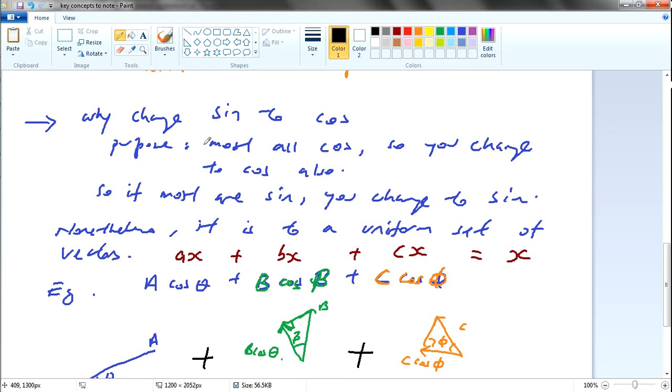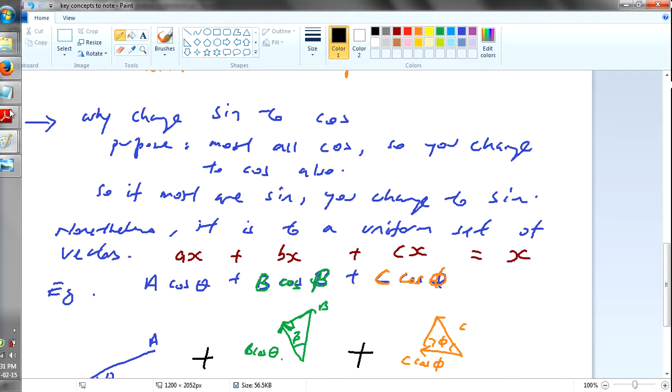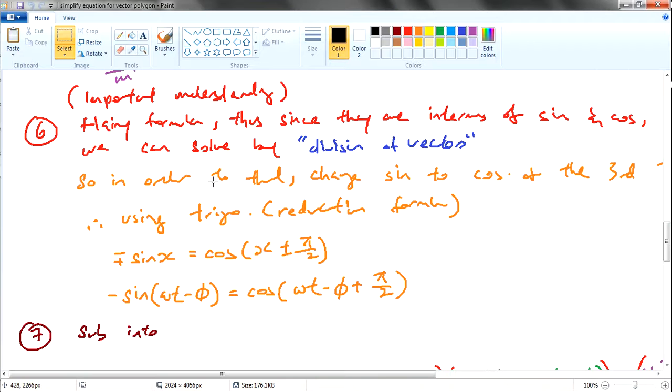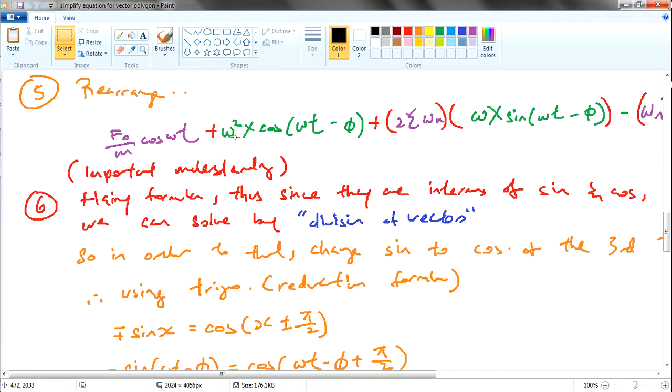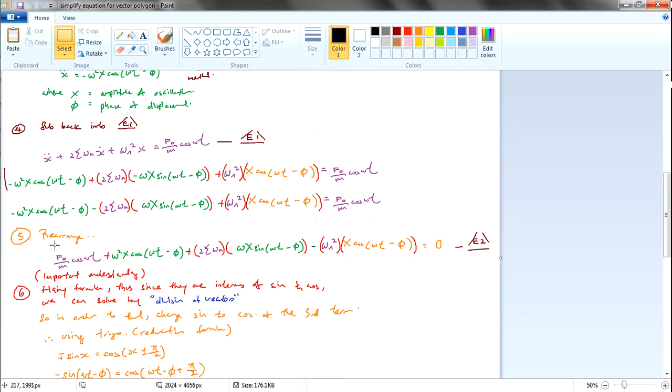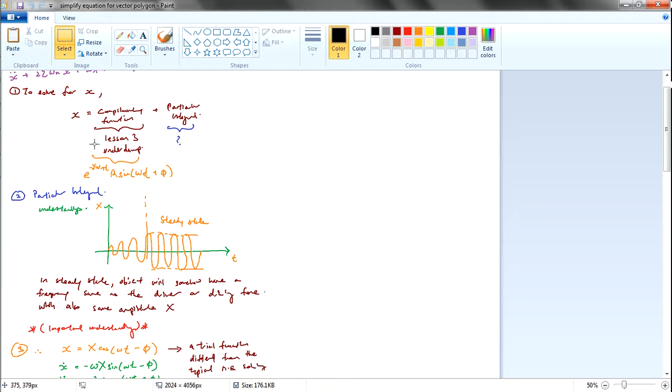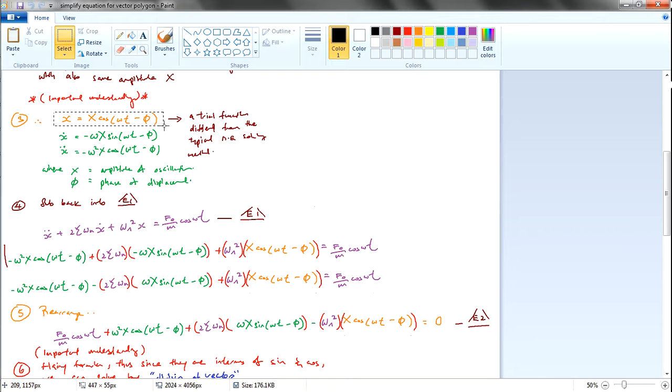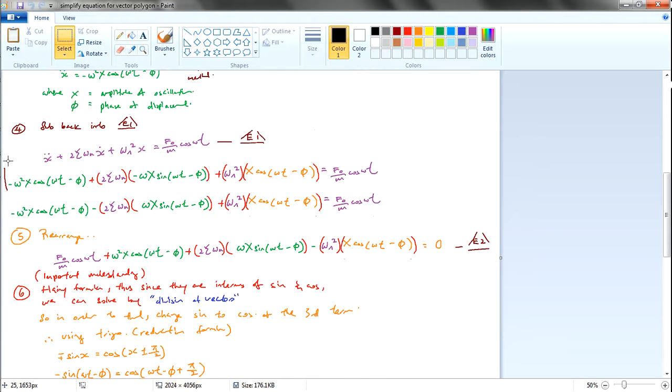The next thing is why we change sine to cosine. If you remember, previously we talked about why this is a very hairy formula, right? We do a lot of stuff. We derive up to here. This is a particular integral, and then we explain why we choose this one. We explain the phi, and after that we differentiate two times, sub back into this equation, and then you get a very hairy formula.